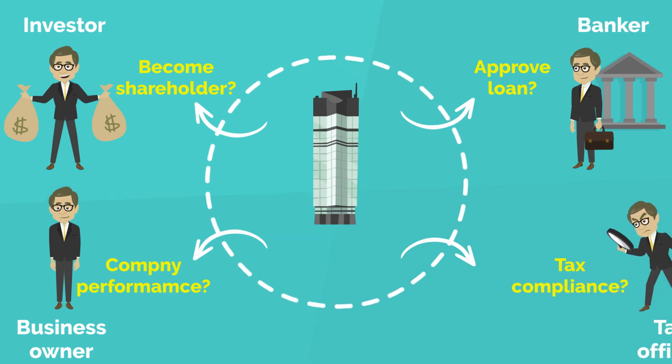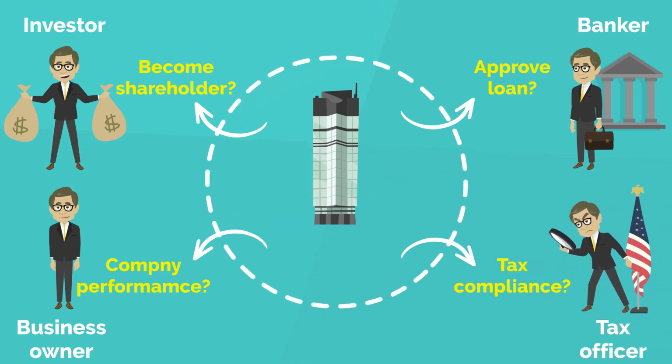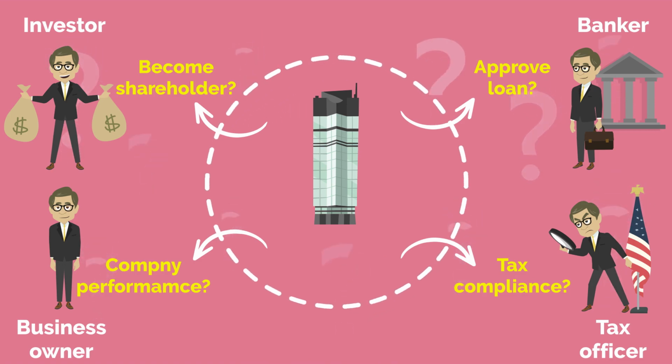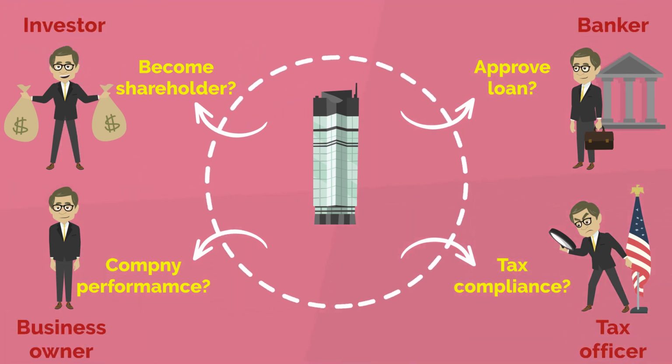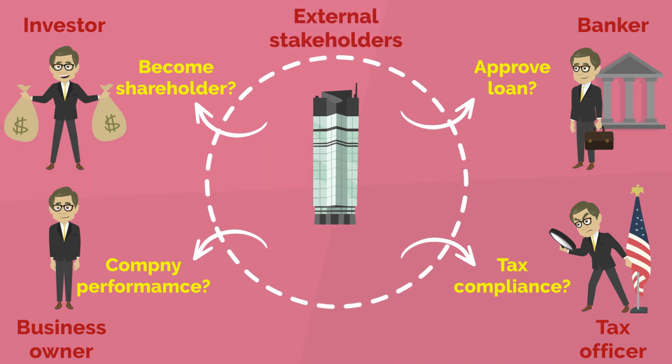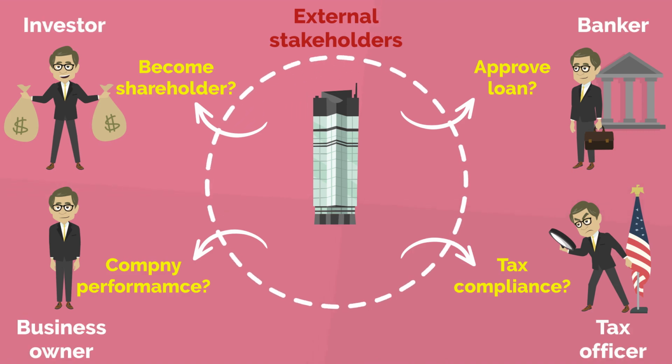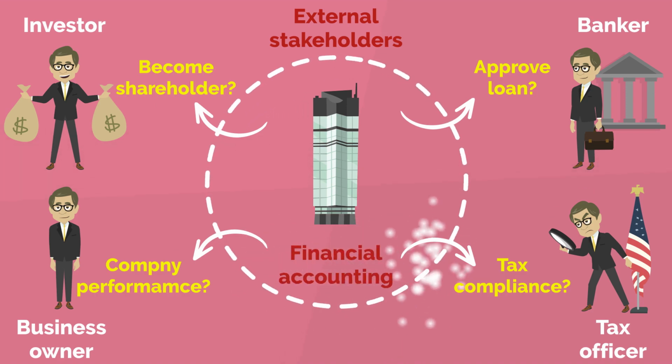Or, imagine you are employed as a government tax auditor, making sure companies pay their fair share of taxes according to the law. As an Internal Revenue Service officer, you wish to determine whether the company has complied with tax laws. All of the above are critical questions. Owners, investors, creditors, and government agencies are considered external stakeholders to the company. The vital information system that assists business owners and external stakeholders in making decisions is called financial accounting.